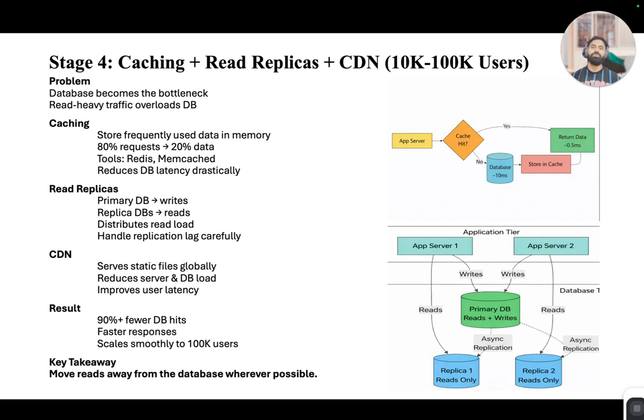Okay, so what should you cache? This is another question. I mean, caching is fine, but what should you cache? You should cache the product details. If you are working on an e-commerce product, then you can cache the product details, maybe the user profiles, user information, public content, or the configuration data.